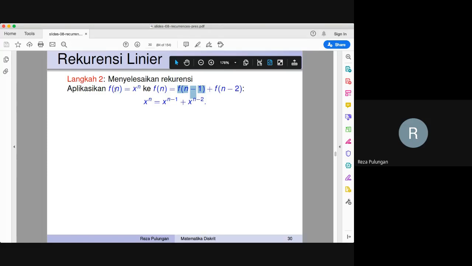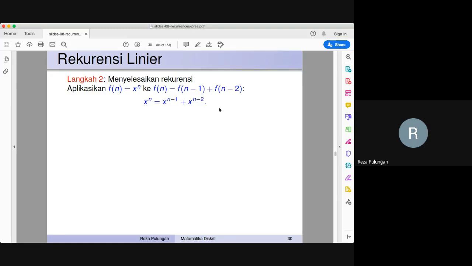You see, everything can always be replaced. If you replace n here by n minus 1, you just replace this with n minus 1. What about fn minus 2? It is the same. fn minus 2 will be equal to x to the power of n minus 2. So this recurrence here becomes this equation: x to the power of n is equal to x to the power of n minus 1 plus x to the power of n minus 2.